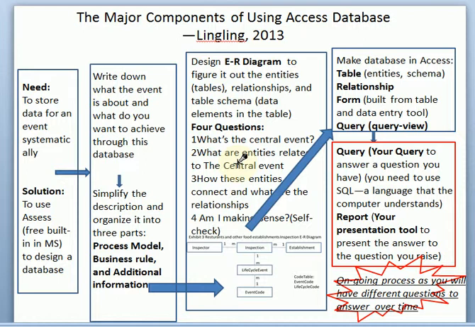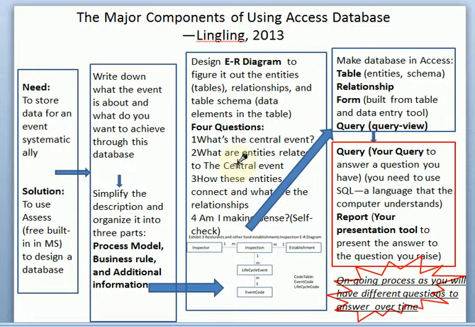So the next concept is the ER diagram. The ER diagram basically is a visual way of showing the process model, business rule, and even additional information. When we design the ER diagram, there are several concepts: entities, relationships, and table schema. There are 4 questions we want to ask. What is the central event? In this case, inspection is the central event.